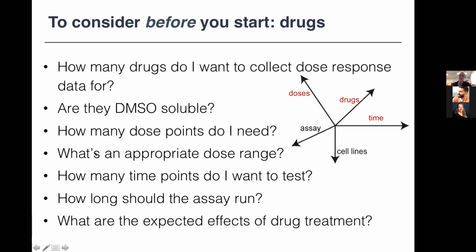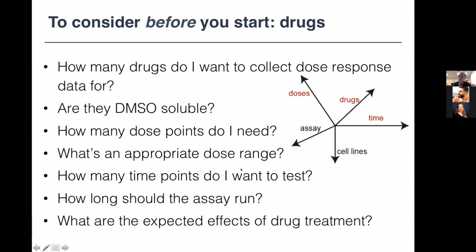It's important to know what the appropriate dose range is. Again, in order to get a good fit to your data, you need to have some concentrations that are ineffective and some concentrations that are maximally effective. And so you want to make sure that you cover that whole range if possible.